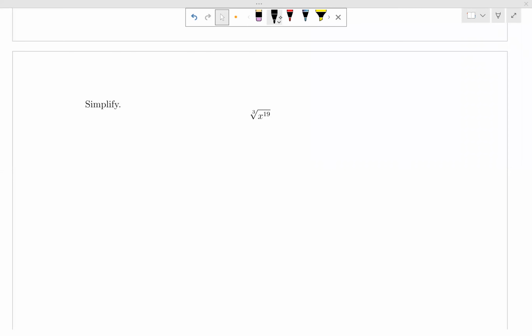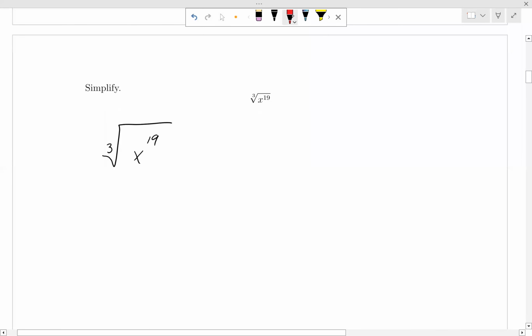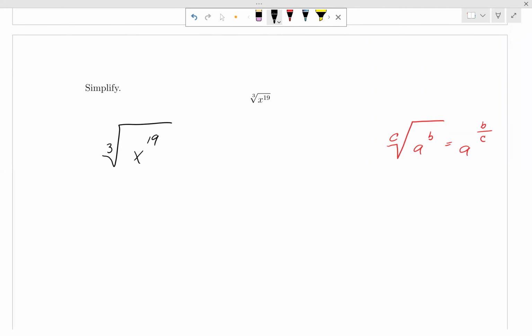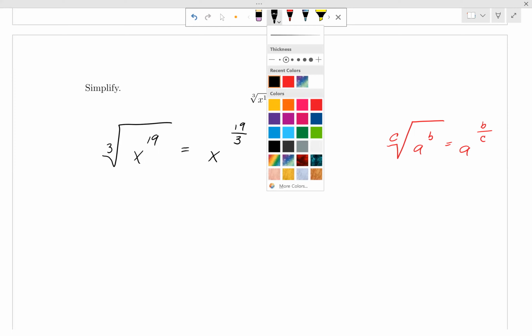Hey, so we got this problem and it says simplify the expression the cube root of x to the 19th. All right. So we have that it's a property of square roots that if we have the cth root of a to the b, this is a to the b over c. I'm going to use that here and rewrite this as x to the 19 over 3.